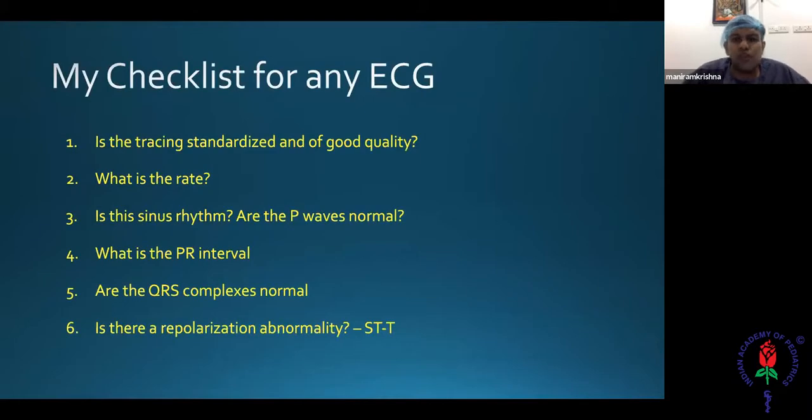Now, for you, I'm going to probably remove the last bit. I'm going to stick to only the first five, because the repolarization abnormalities, at least in children, are not something to be worried about in the acute phase. They are more chronic things, and they're more likely to occur in children who have heart problems and who will probably go directly to their pediatric cardiologist and not to you.